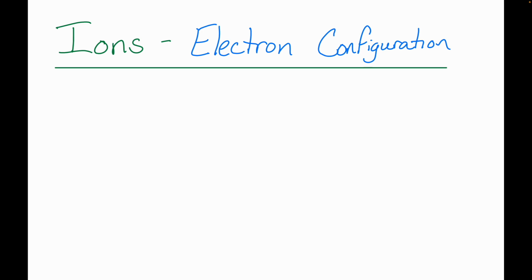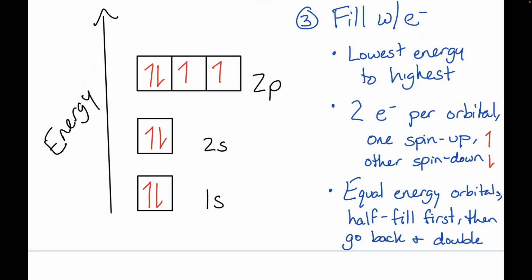Okay, let's go back to what we already did here when we were talking about these electron configuration diagrams. We built that electron configuration diagram for that oxygen atom. All right, so let's go back and revisit that. I'm just going to copy.